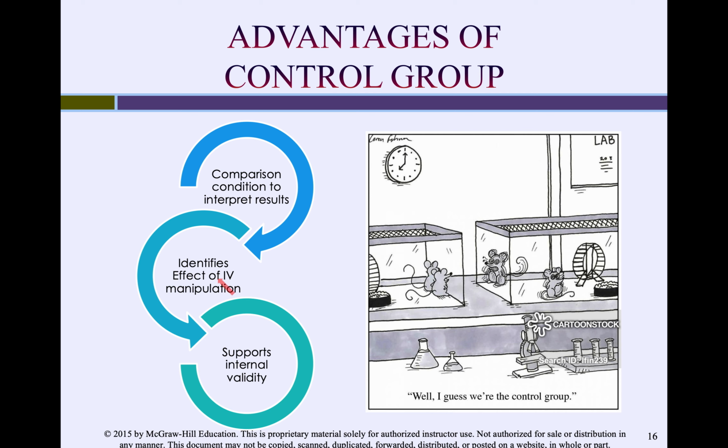So you can still identify some type of effect that the independent variable may have had on the dependent variable or the outcomes, right? And it does support internal validity. As long as you add this control group in quasi-experimental designs, you're doing the best that you can as a researcher, especially with special conditions like today with COVID experiences.